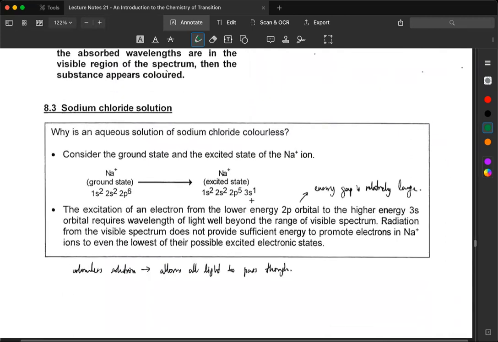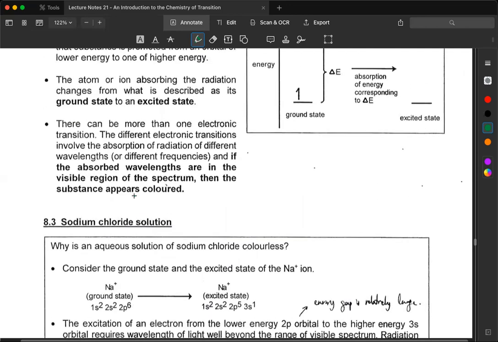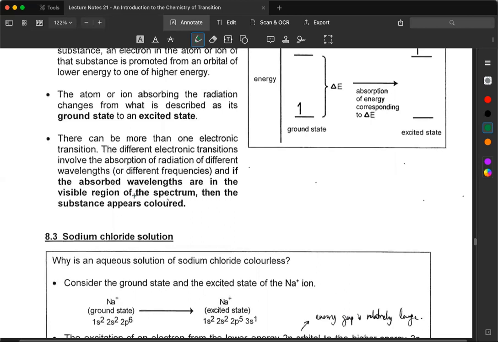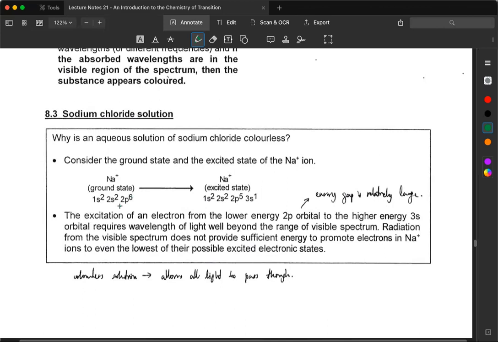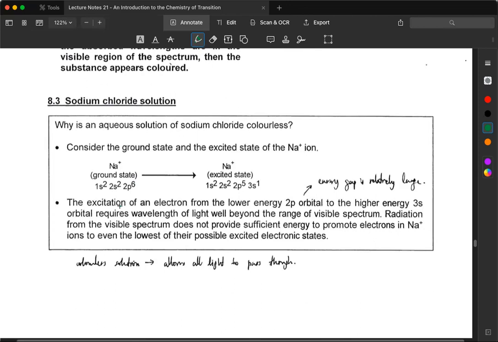Why is sodium chloride colorless? Consider the ground state and excited state of the sodium ion. When it's in an excited state, one of the electrons in 2p jumps to 3s. We have a jump because it gains extra energy from radiation, so the electron can move up to a higher energy level. The excitation of an electron from the lower energy 2p to the higher energy 3s requires a wavelength of light beyond the range of the visible spectrum, because the gap from 2p to 3s is really very big. So this is beyond the visible wavelengths of light.